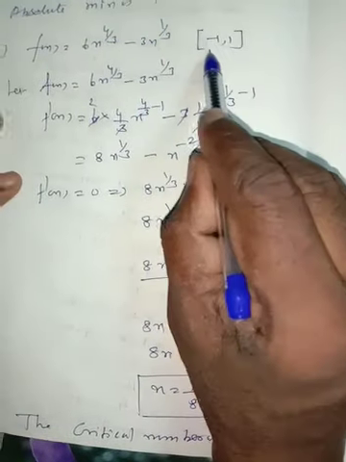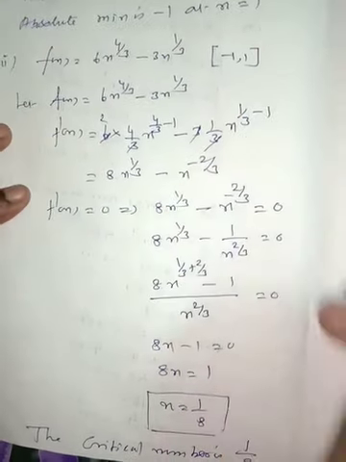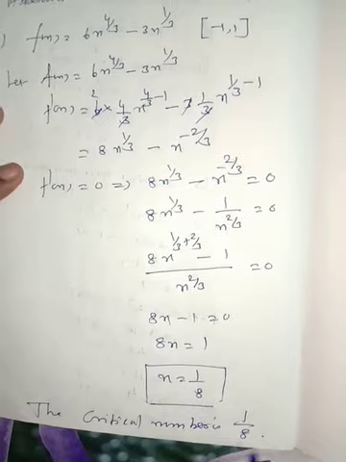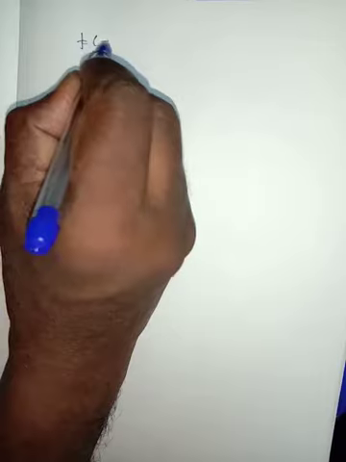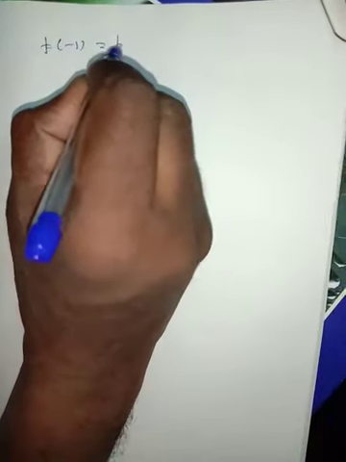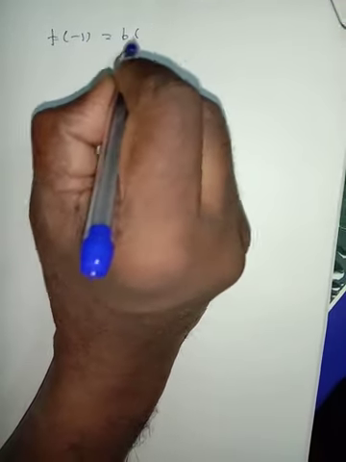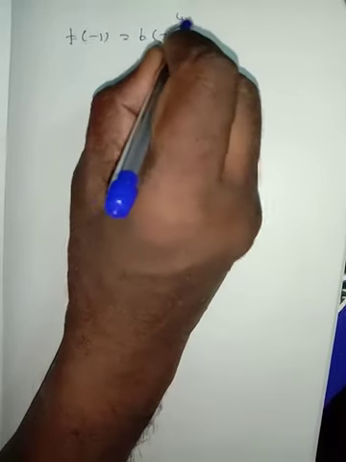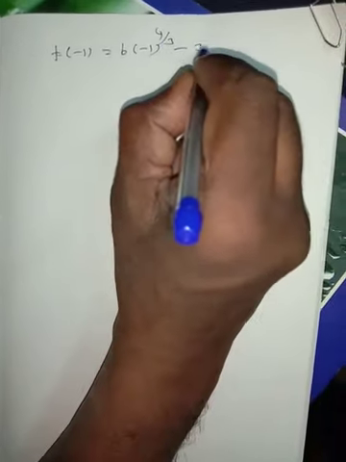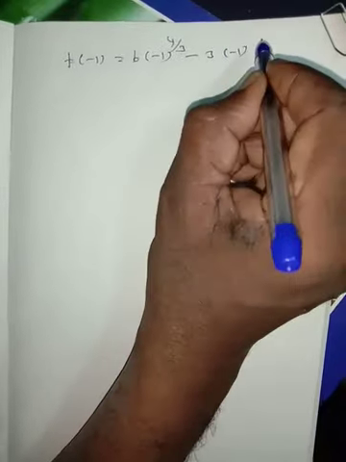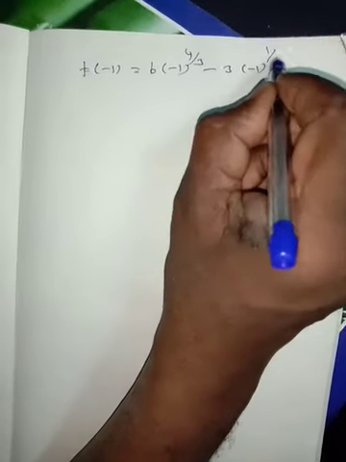Now closed interval points, edge points are minus 1 comma 1, and the stationary point or critical number is 1 by 8. Take these in f of x. First put x is equal to minus 1, that is f of minus 1 is equal to 6 into minus 1 whole to the power of 4 by 3 minus 3 into minus 1 whole to the power of 1 by 3.